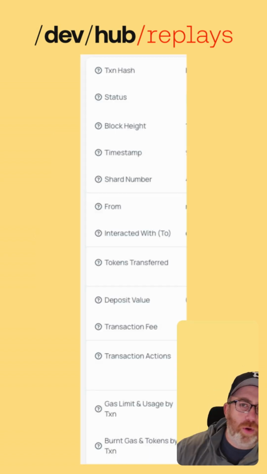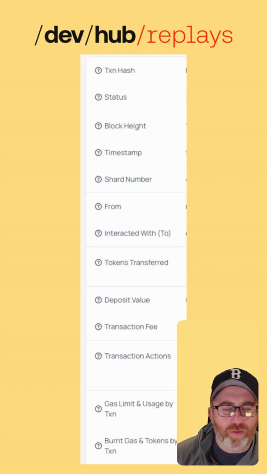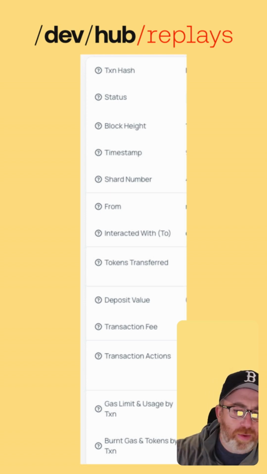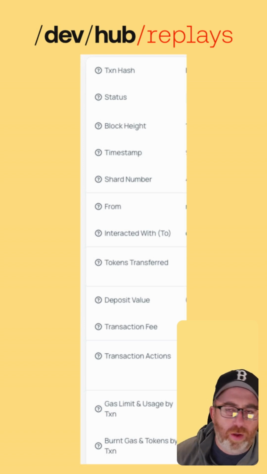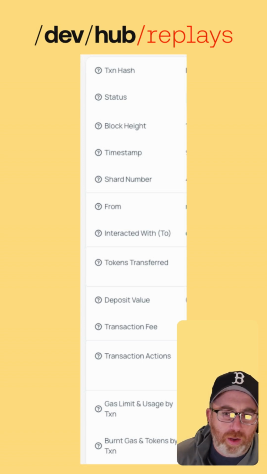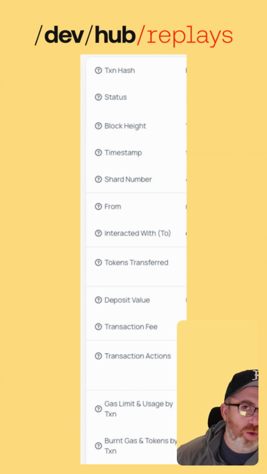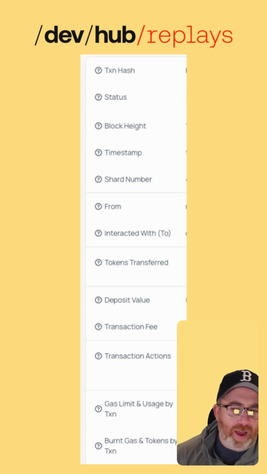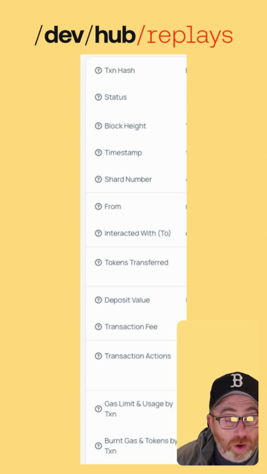If you look at a Block Explorer, all the different chains have one, you see information vaguely like this, with all the basics of when it happened, where it happened, how to look it up again, who was interacting with what, and all that fun stuff. But you'll see here at the bottom, there are things like deposit value, transaction fee, transaction actions, what actually happened there, then gas limit and things like that. That's all the stuff that we need to know for this.